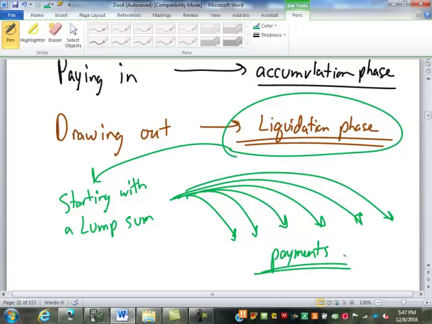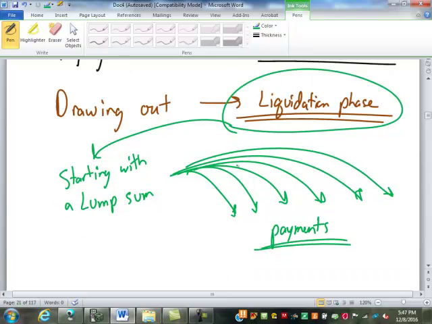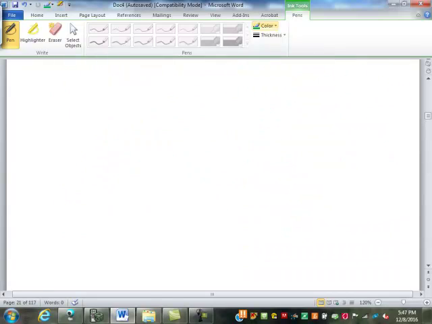But technically, really, that's money that they've given you and you owe it back to them and you're paying it back. So technically, you are drawing down that lump sum. It just looks different because you're giving the money to them instead of them giving the money to you. So the formula changes slightly.